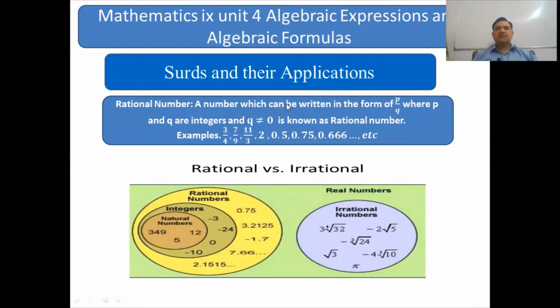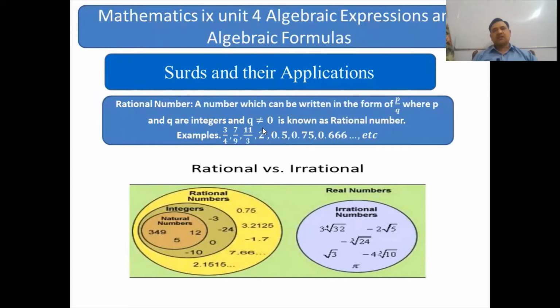A number which can be written in the form of p by q, where p and q are integers and q must not be equal to 0, is known as a rational number. For example, 3 by 4, 7 by 9, 11 by 3, 2. 2 is also a rational number because we can write 2 as 2 by 1, and 1 is not equal to 0. So this satisfies the definition of a rational number.